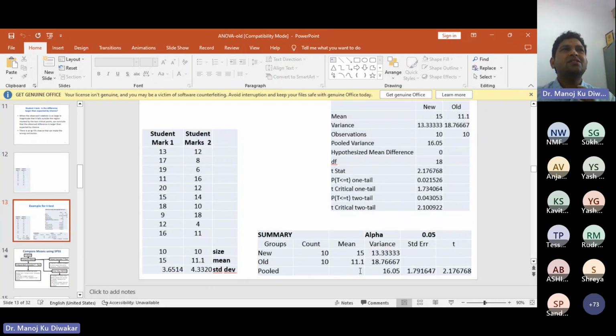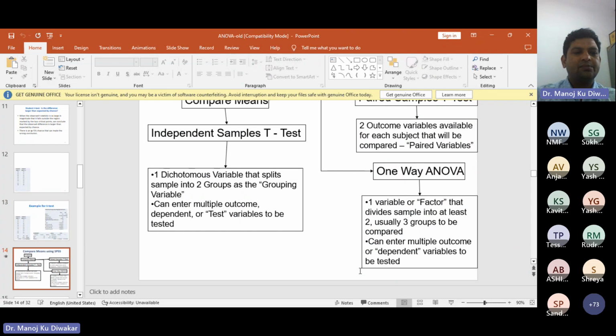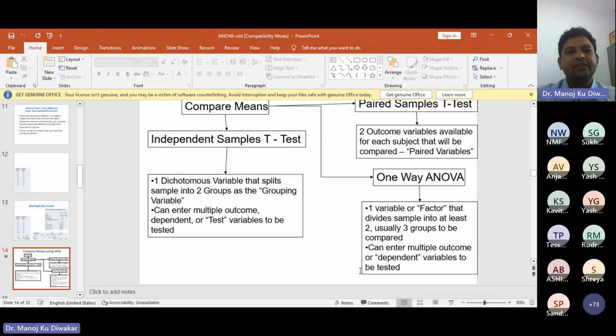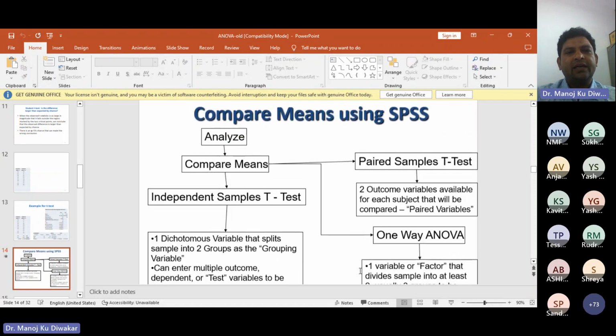So this is just an idea of what you will do in a t-test, okay, two sample t-test. If you would like to do this analysis with the help of SPSS, then you can go to Analyze, and then Compare Means, and it will show you the one sample t-test, two sample t-test, or paired t-test, and one-way ANOVA.